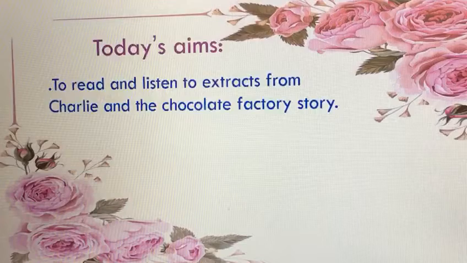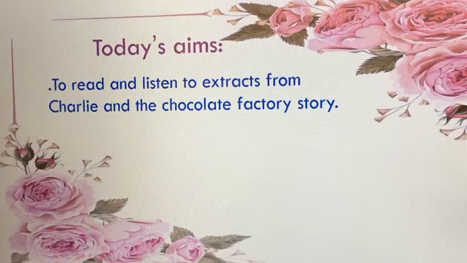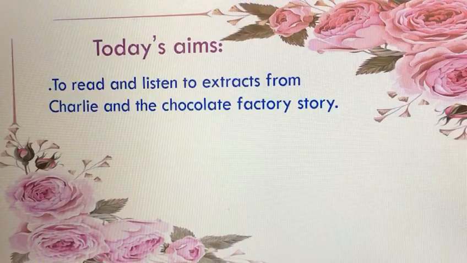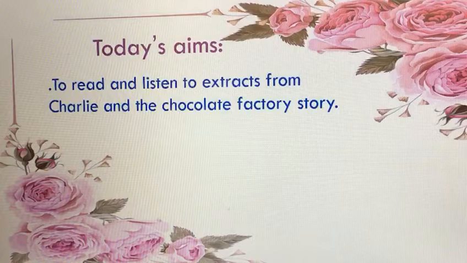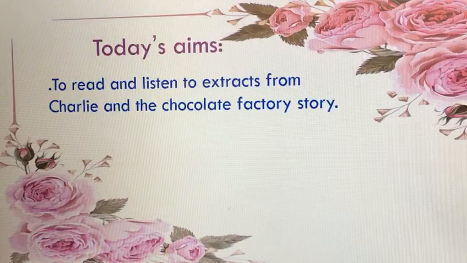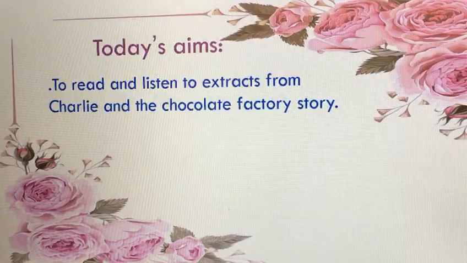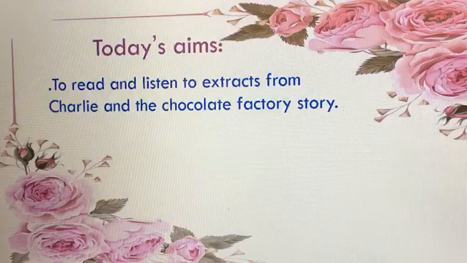After that, listen to the text and then answer these questions. Question number 1. Why was life difficult for Charlie? Number 2, what did he eat for breakfast, lunch, and dinner? Number 3, what was special about the chocolate factory in his town? Number 4, why did his dream come true? Now listen and write the answers to your questions.